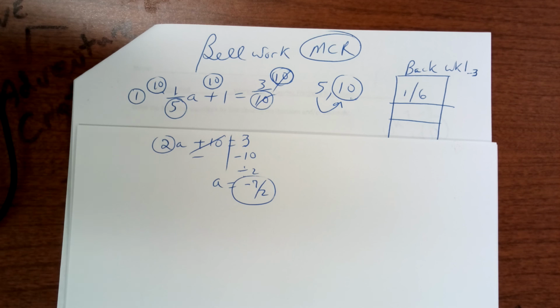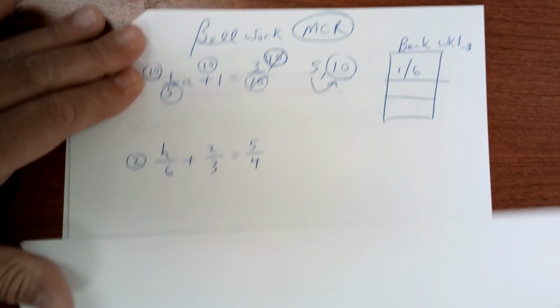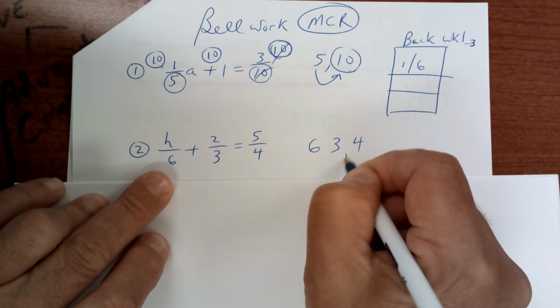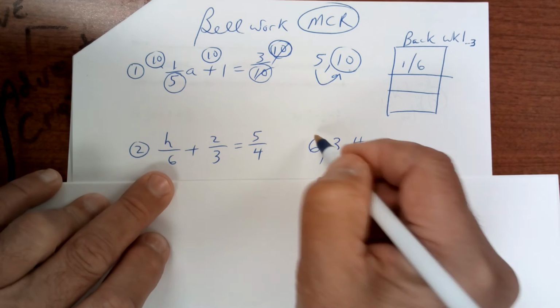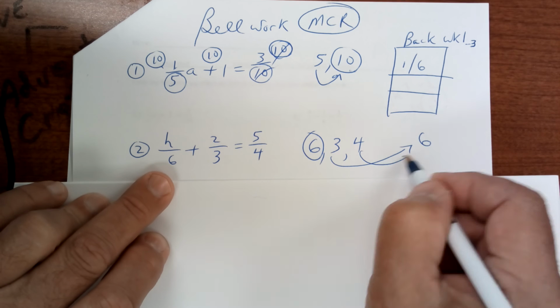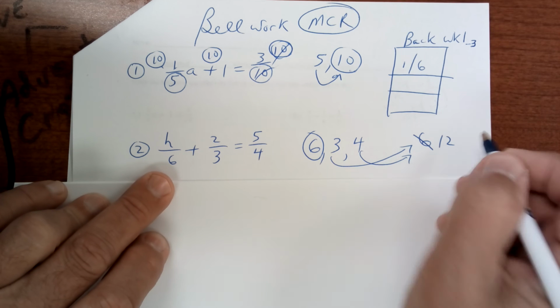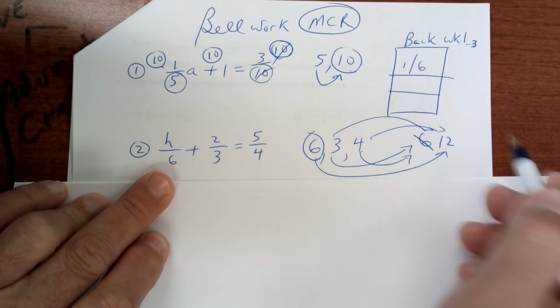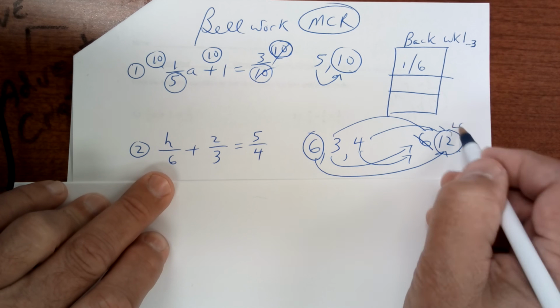Okay, one more. This one right here, take your denominators, 6, 3, and 4, and write them to the side. Take the biggest, which is 6. Does 3 go into 6? Yes. Does 4? No. Double it. Does 6 go into 12? Yes. Does 3? Does 4? They all do. That's your least common denominator, and that's how I want you to find it.